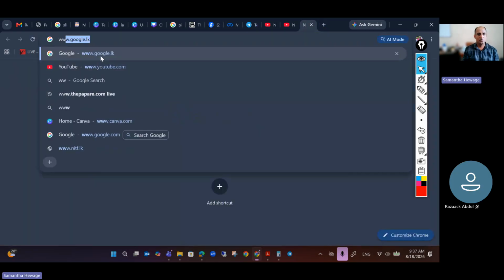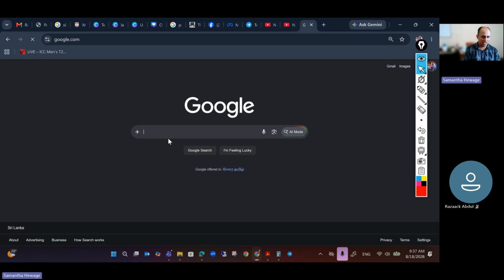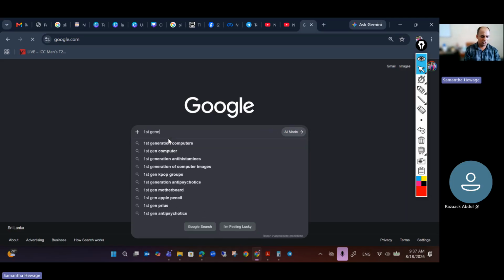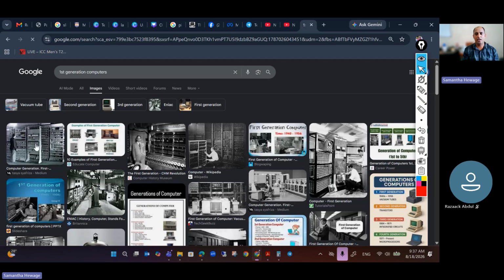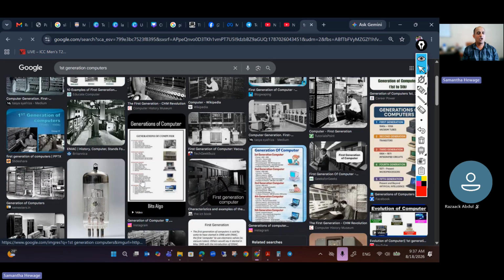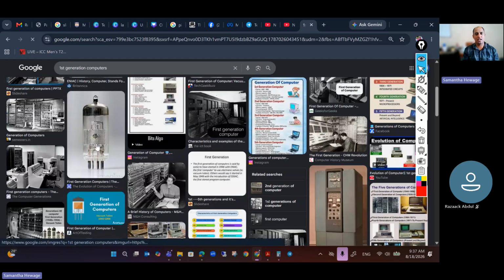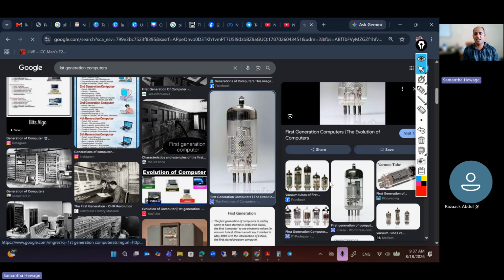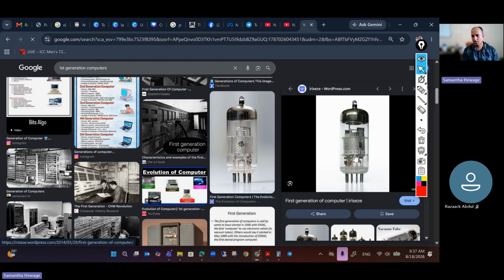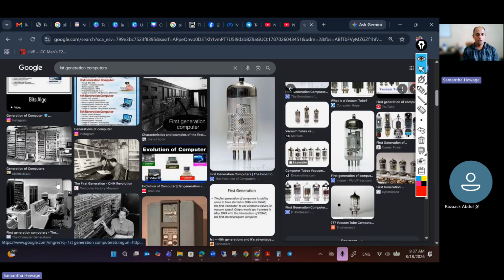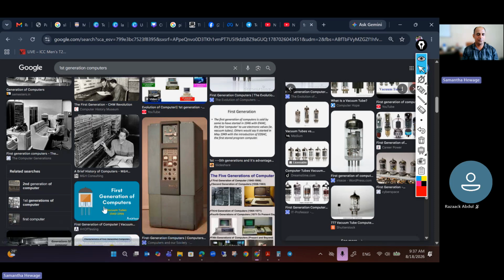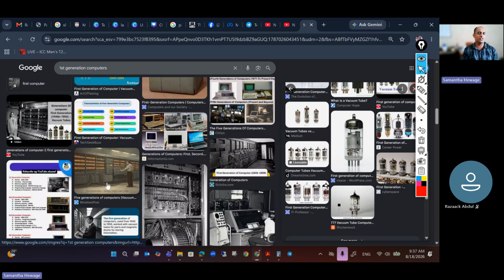For example, let's say first generation computers. You just think about their sizes. It's a very big size, like a room. So this is about the vacuum tube. These are vacuum tubes, the vacuum tubes they used in the first generation computers. First generation computers were very big in size.